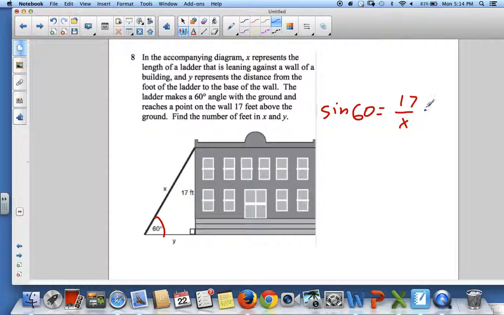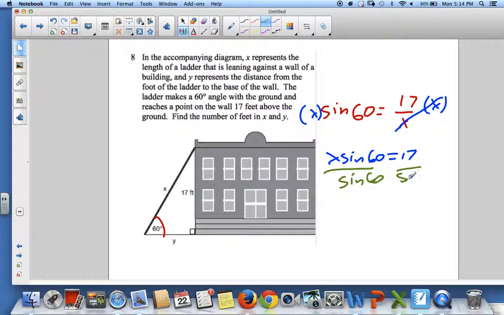So I'd simply say times x here and times x here. So these cancel, and then I still have x times the sine of 60. x sine 60 equals 17. To get rid of that sine 60, I divide both sides by sine 60. And these cancel, so I have x equals 17 divided by sine 60. So x equals, and I go to the calculator and I do 17 divided by sine 60, and I get 19.6.